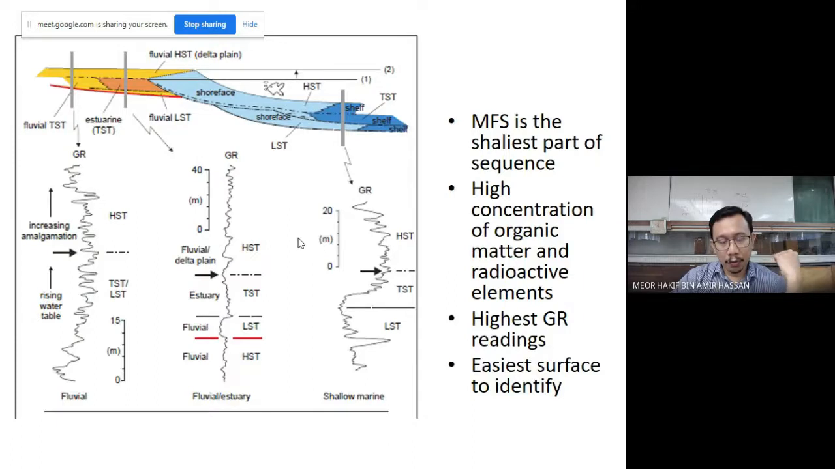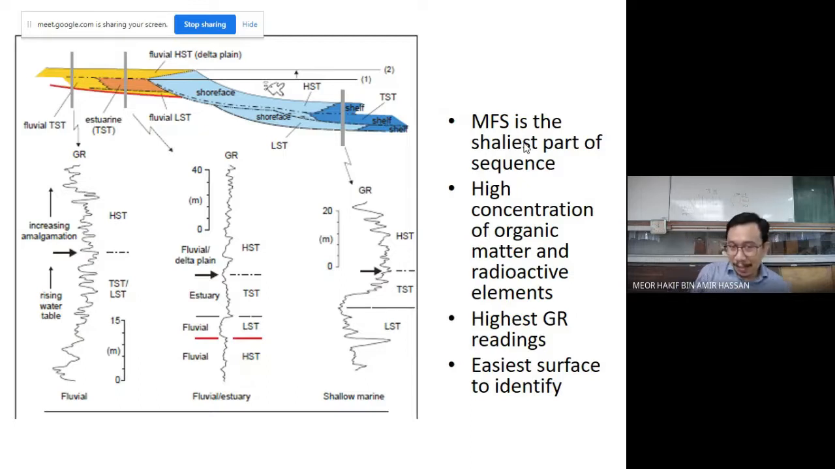Okay, so like I said, the MFS is the easiest surface to identify. How do you identify MFS? If you're working with well logs, it's going to be the shaliest part of the sequence. Okay, MFS, shaliest part of the sequence.